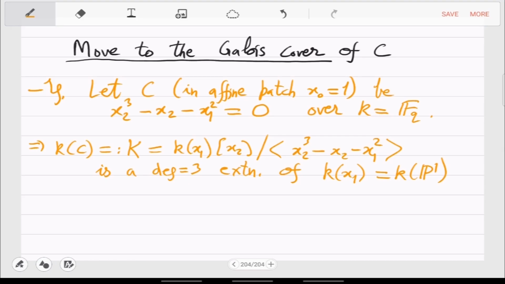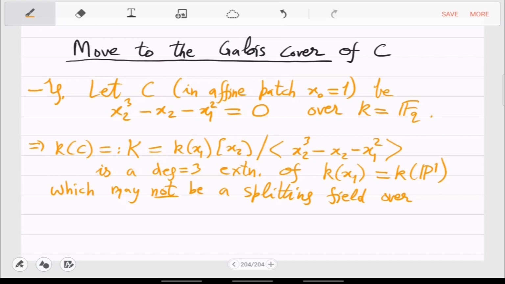So how do you go? Basically we want to go above this, which may not be a splitting field over k(x1). Okay, so over k(x1) you want to go to a splitting field, that's the goal. If you go to a splitting field, then you get the Galois cover.